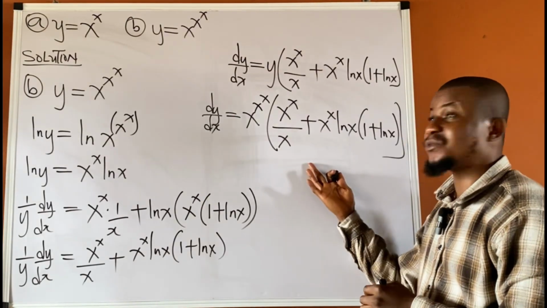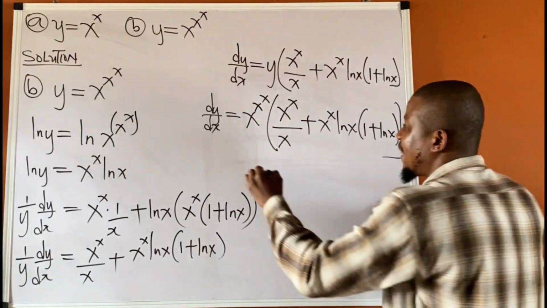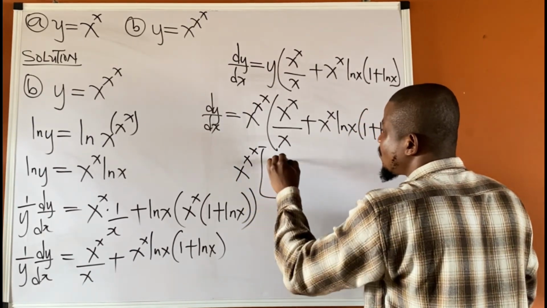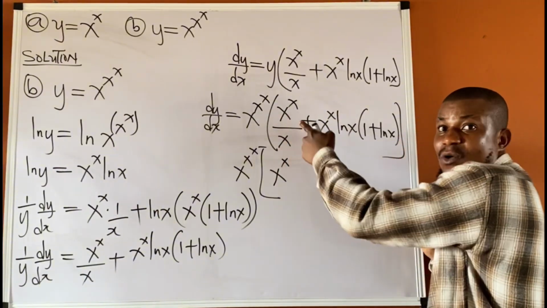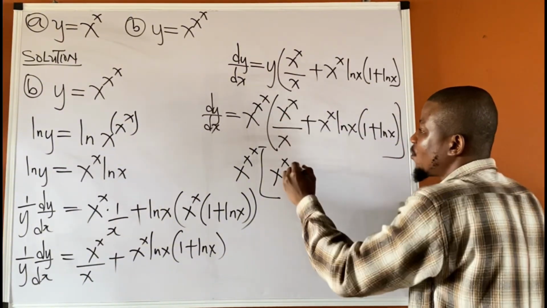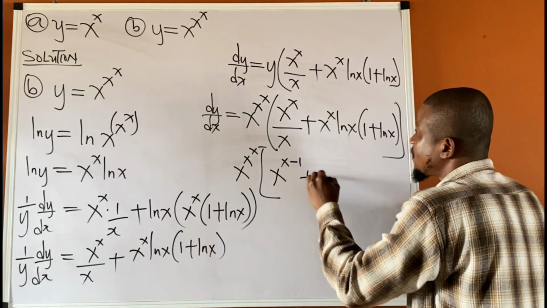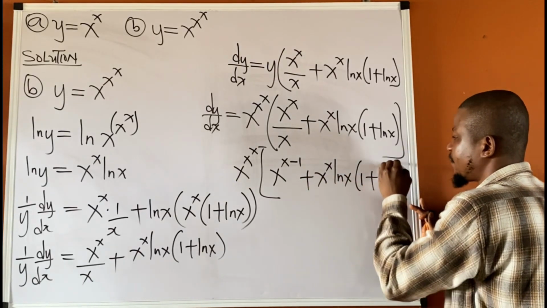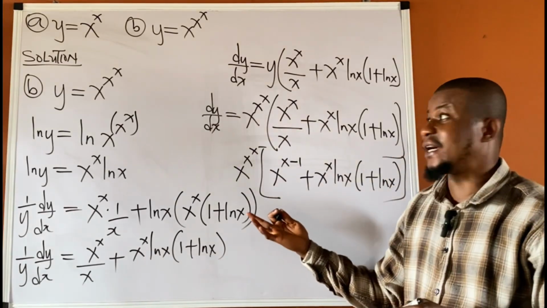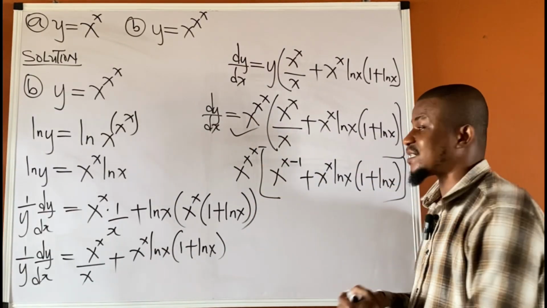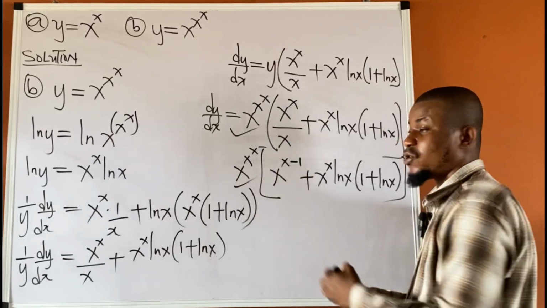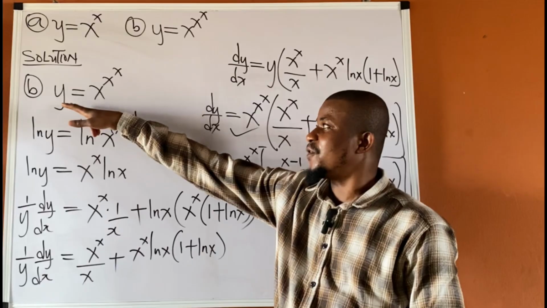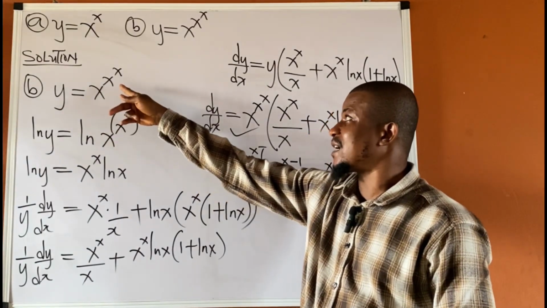We can go further to try to simplify, where we can have x to power x to power x into x to power x, applying our law of indices here. This can go up and this is -1 plus x to power x ln x into 1 plus ln x. You can go on to simplify further, but at this point, we've got our dy dx. And any simplification you make here is still correct to be our dy dx. And that's how we differentiate this very interesting function here, y equal to x to the power of x to the power of x.